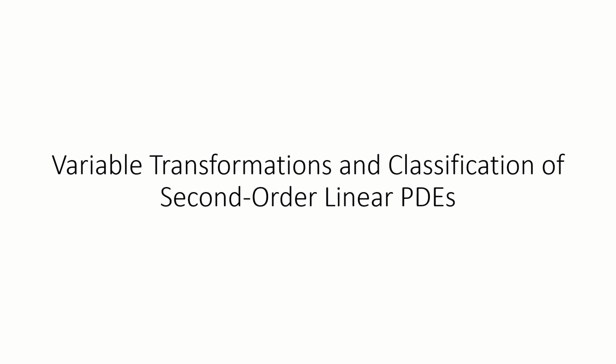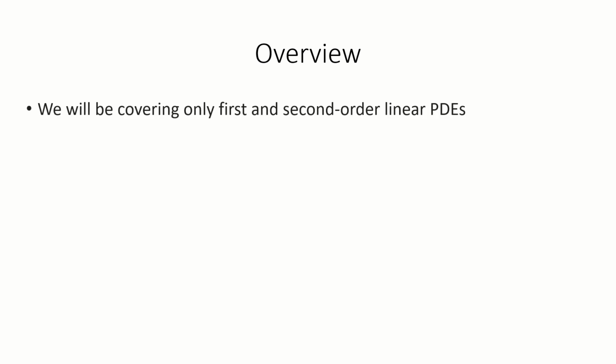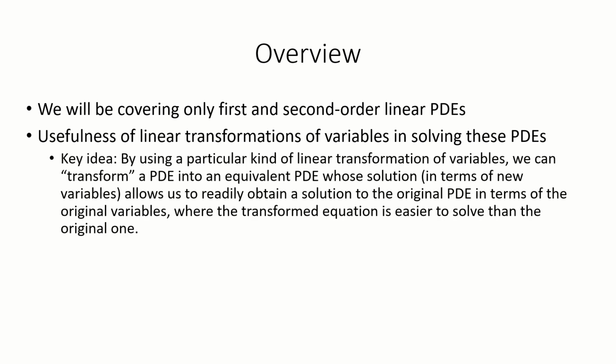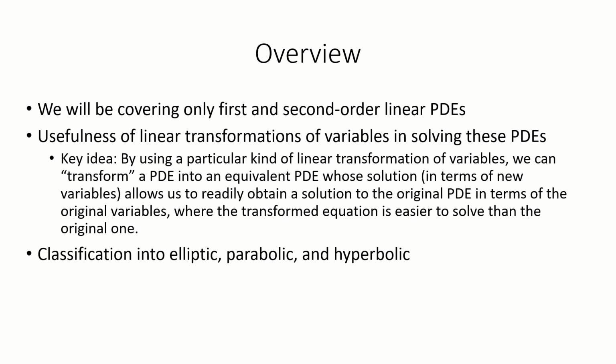In this video, we're going to look at variable transformations used for second-order linear PDEs. The main idea of this video is that by using a particular type of linear transformation of independent variables, we can transform a PDE into an equivalent PDE whose solution as a function of the transformed variables allows us to readily define a function in terms of the original variables that solves the original PDE. We're also going to classify second-order linear PDEs as elliptic, parabolic, or hyperbolic.